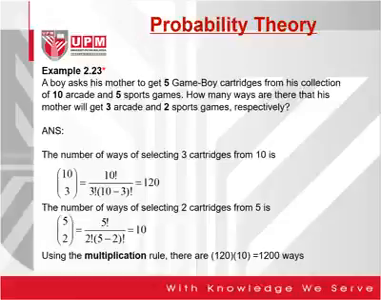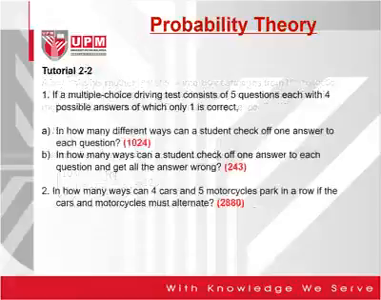The same explanation applies for sport games. We have 5 and want to choose 2, so the answer is 10. Because we want to get both of these two groups, we use the multiplication rule. So how many ways are there? There are 120 ways multiplied by 10, equal to 1200. When we multiply in this case, you can use the concept of a probability tree to explain why we must multiply them. Then we have tutorial tools.